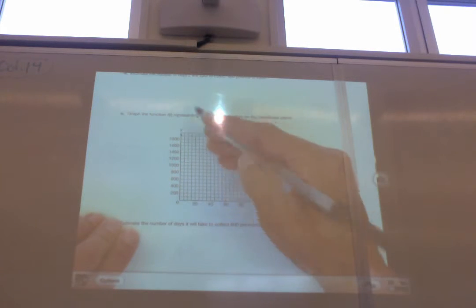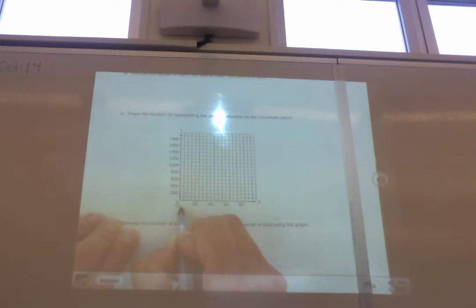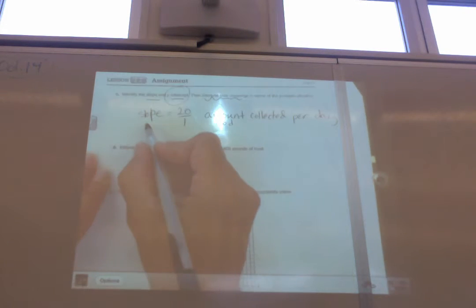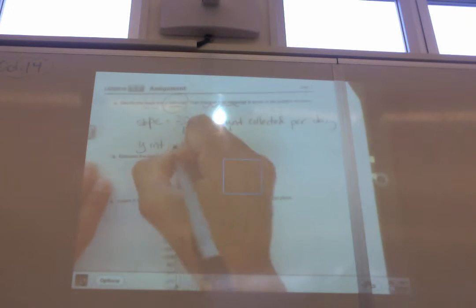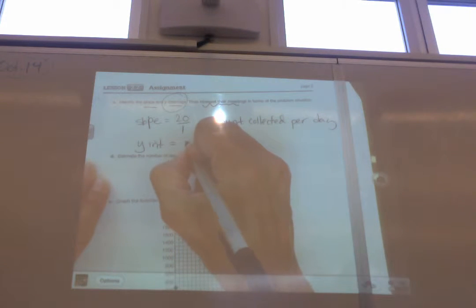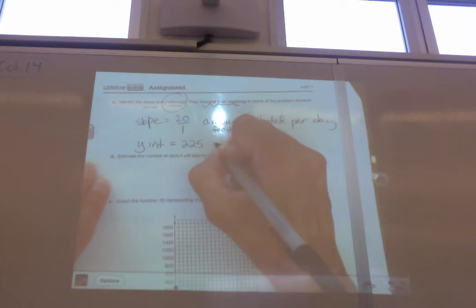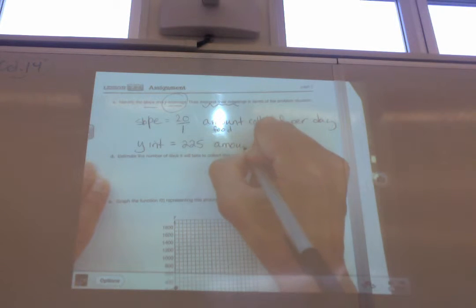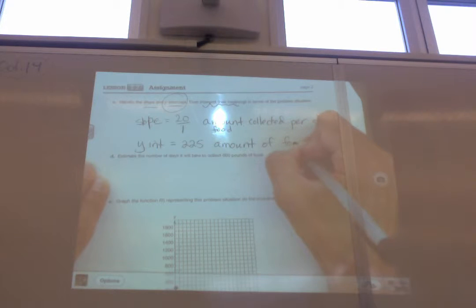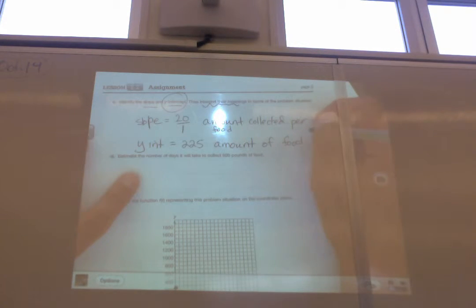Y-intercept. That's going to be the amount of food at time 0. What was the amount of food at time 0? 225. That looks like that'll be right about here. So y-intercept, the way they show this graph, that's time 0. Okay, so let's go back up here. Slope was 20, y-intercept is 225. That's the amount of food at the start.